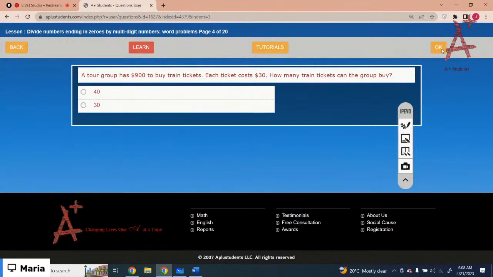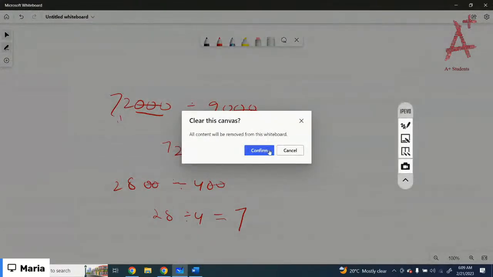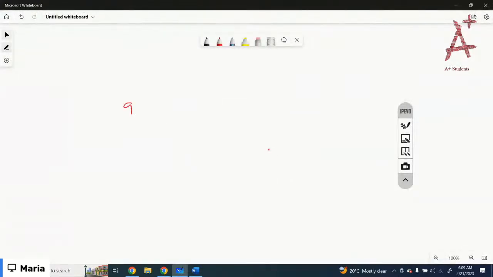Okay, the next one is a tour group has $900 to buy train tickets. Each ticket costs $30. How many train tickets can the group buy? So the total amount they have is $900. Each ticket costs $30. So how many tickets can they buy? You have to divide 900 by 30.